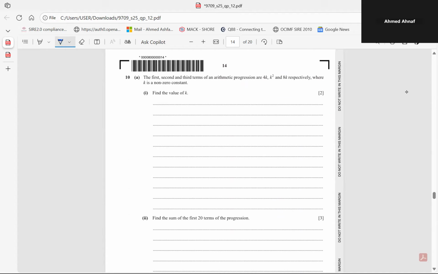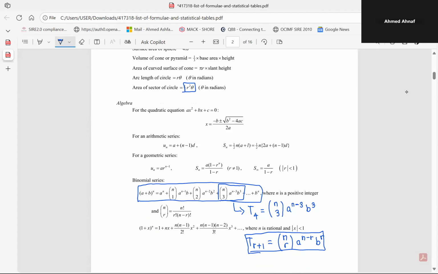Okay, so here we're told that the first, second, and third terms of an arithmetic progression are 4k, k squared, and 8k respectively, where k is a non-zero constant. So for the first part, we have to find the value of k. Okay, so let's use the formula from the formula sheet for arithmetic series.